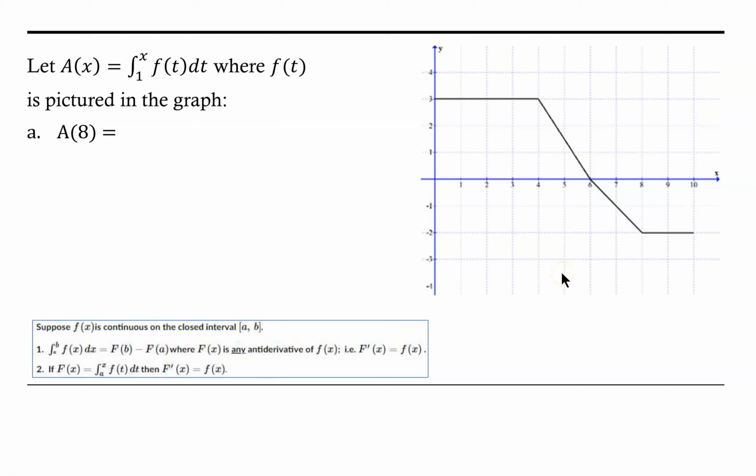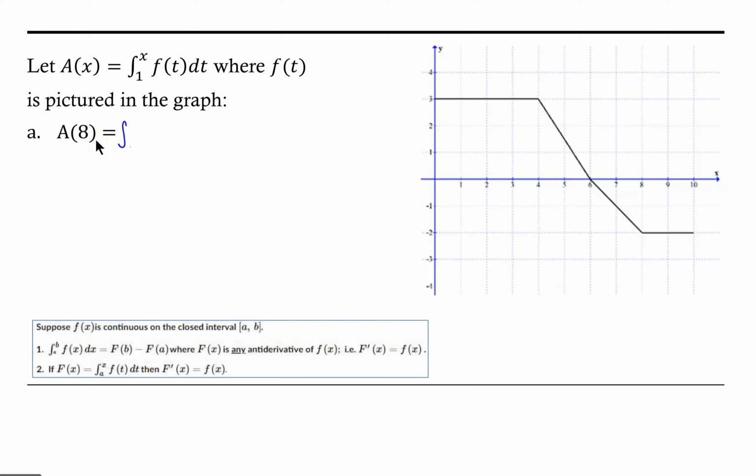Welcome. Let's take a look at how we might use a graph to help us answer questions about a function defined as a definite integral. In this case, we've got, let A of x be the integral from 1 to x of f of t dt, where f of t is pictured in the graph. So over here is a picture of the integrand. And the first thing we're asked to find is, what is A at 8?